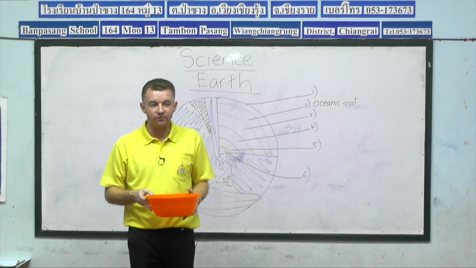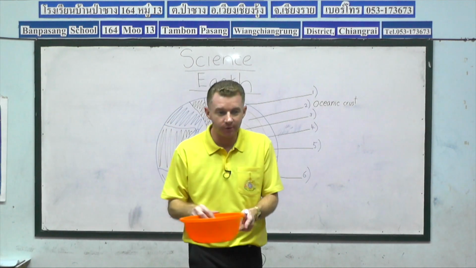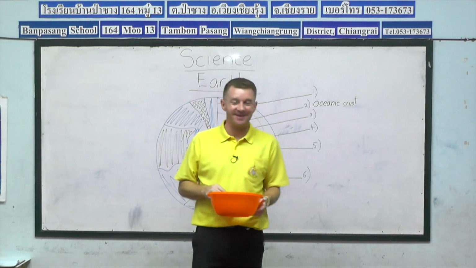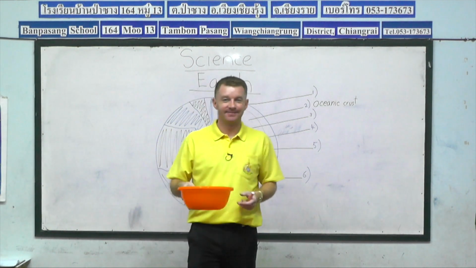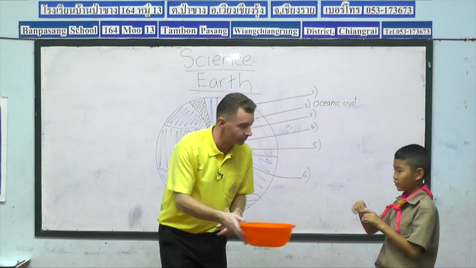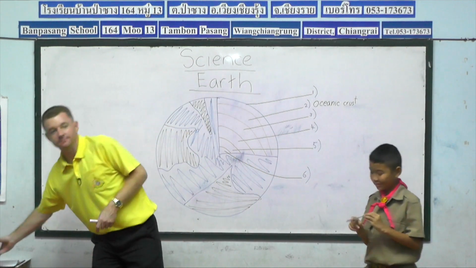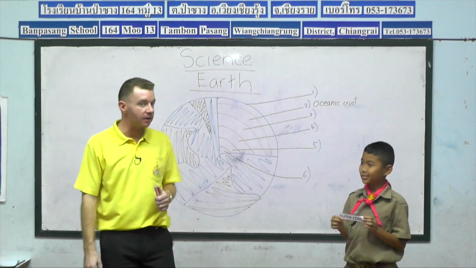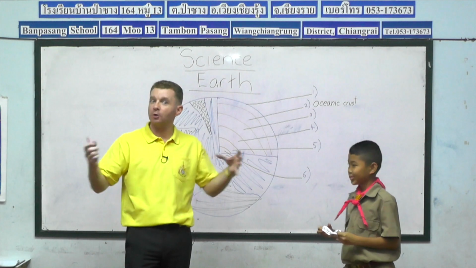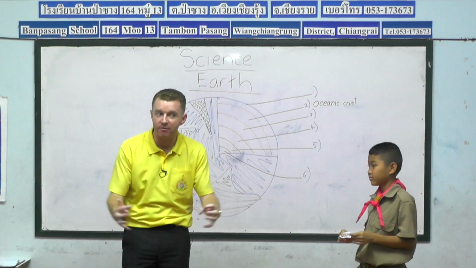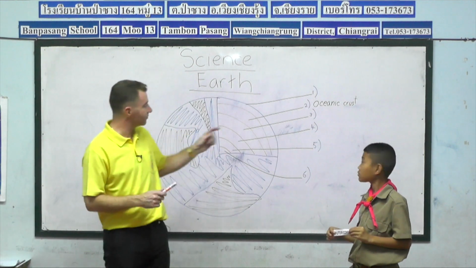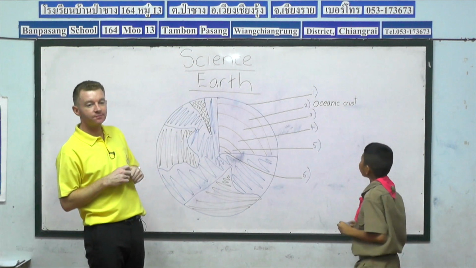So the student to choose the next part of the Earth's core will be Pangpon. Come and join me at the front of class. So choose a flashcard and show it to your friends, please. Pangpon. Okay, so what does Pangpon have? Outer core. Okay, so the core is getting to the very center of the Earth, but not quite the very center. What layer do we think the outer core is, guys?